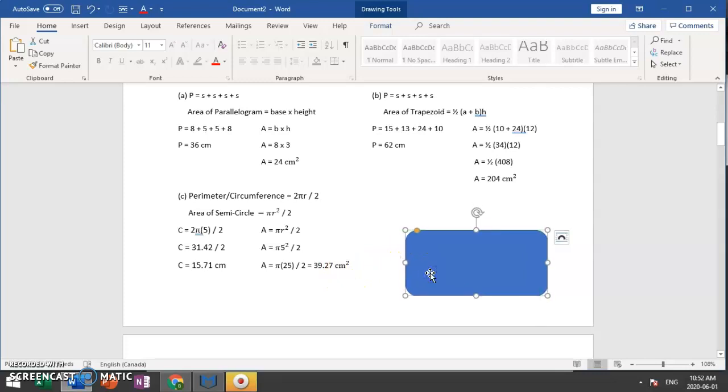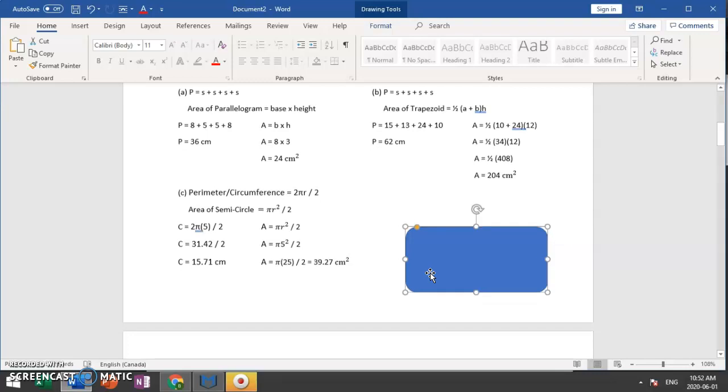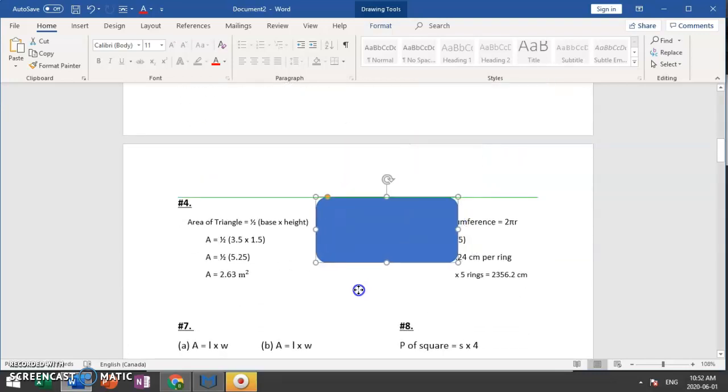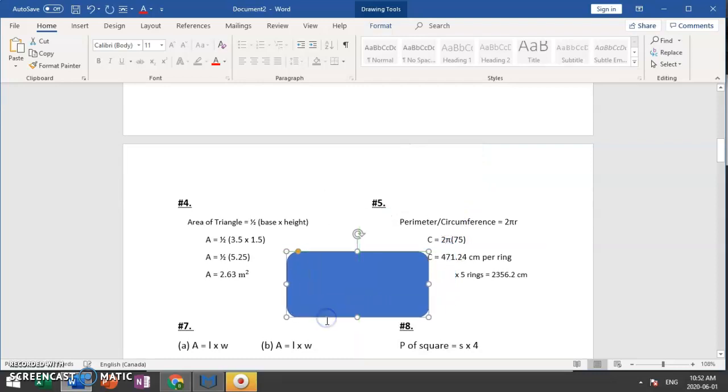So this is how you find area and perimeter of simple shapes. Just look at the equation that you need to use on your sheet, plug in the numbers accordingly, do the math in your calculator, and that's it. All right, any questions about that, let me know. Then there was a couple more practical questions. I don't have time to go over all of them, but I'll go over a couple.